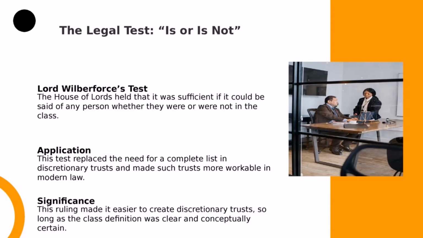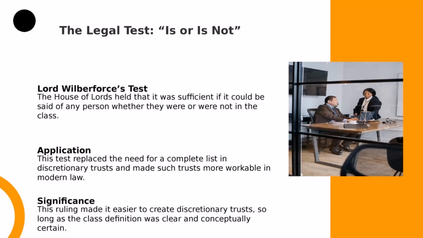Then Lord Wilberforce said, well, look, I don't really agree with this. Let's have a test. So is or is not. And that is the actual test. What he said from the House of Lords, before it used to be the House of Lords, now it's the Supreme Court, was that it was sufficient that it could be said of any person whether they were or were not in this class. So you would ask them the question, are you a dependent of this man or woman? Yes or no? Are you a relative? Yes or no? So it actually was quite a narrow group of people when you put it that way, and you were asking the question in that way. And that's what Lord Wilberforce decided.